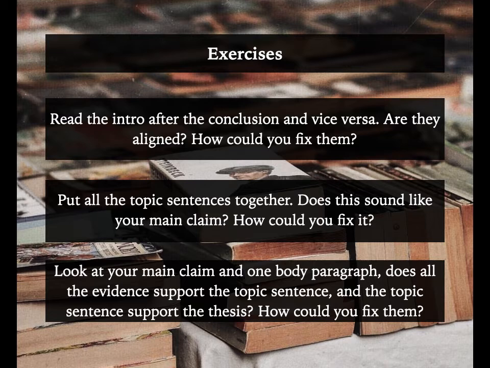Put all your topic sentences together. Does this sound like your main claim when you read them together? How could you fix that? Look at your main claim and at one body paragraph. Does all the evidence in the body paragraph support the topic sentence, and the topic sentence of the paragraph support the main claim? If not, how could you fix them?